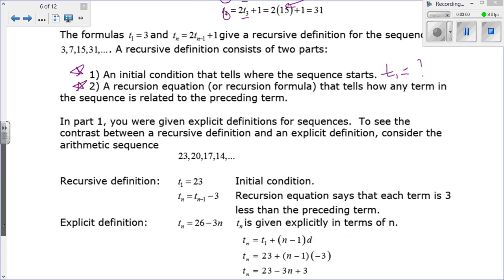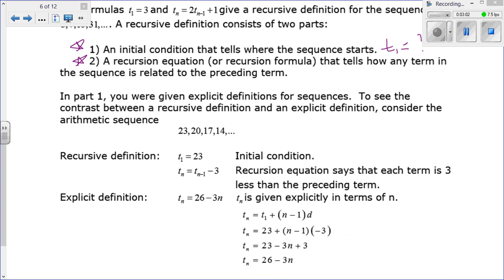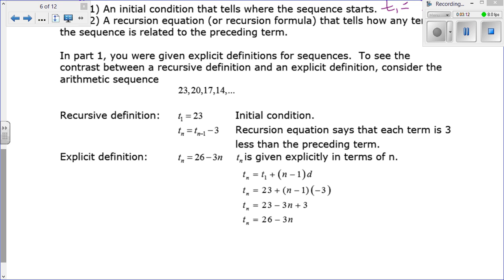In part 1, you were given explicit definitions for a sequence. To see the contrast between the recursive definition and the explicit definition, consider the arithmetic sequence 23, 20, 17, 14. My recursive definition is my initial condition is 23, meaning I'm starting at 23, and then I'm going to take that term and subtract 3. So the recursion equation says that each term is 3 less than the preceding term. And the explicit definition is t sub n equals 26 minus 3n. So t sub n is given explicitly in terms of n.